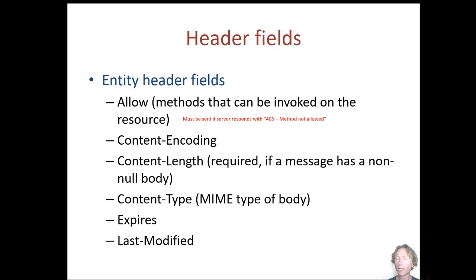The allow header field will tell you which methods can be invoked on the resource, and it must be sent if the server responds with a 405 error message. So the method is not allowed, you have to say what methods are allowed. The content encoding, like I said, it could be gzip, it could also be compressed, it could be a bunch of other things. And the MIME types could be text/HTML. It could be some multi-part with some boundary that is indicated, and so on.